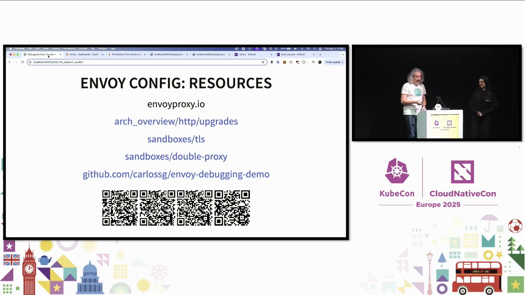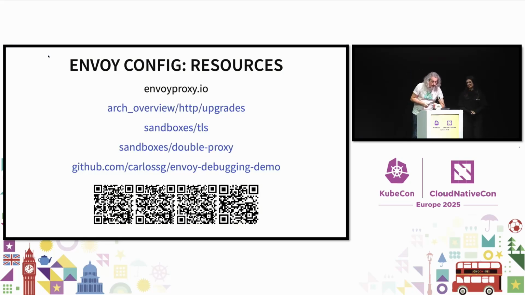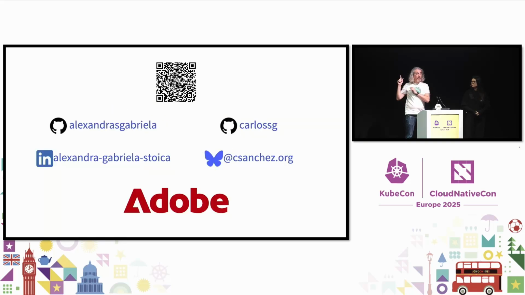So the resources, you can see all this in the official documentation of Envoy. TLS, the sandbox's TLS, good examples about how to use TLS with Envoy. The double proxy is this configuration where you have Envoy upstream and downstream, talking to each other. And the last one is this demo where you can see the different scenarios and use Docker Compose to start them up. And this is the QR for the feedback.